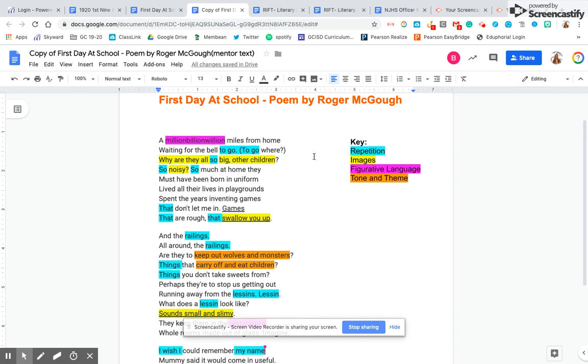So we obviously read the poem together, and we went stanza by stanza for each thing. We're going to start with R, repetition. So we looked for words and phrases that are repeated. "To go," we saw that repeated twice. We see "so big, so noisy, so much," "must have been born in uniform," "that don't let me in," "that are rough," "that swallow you up."